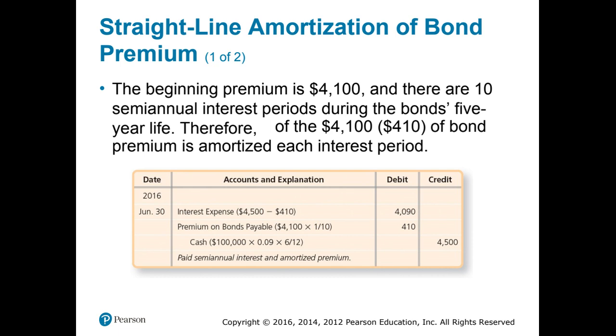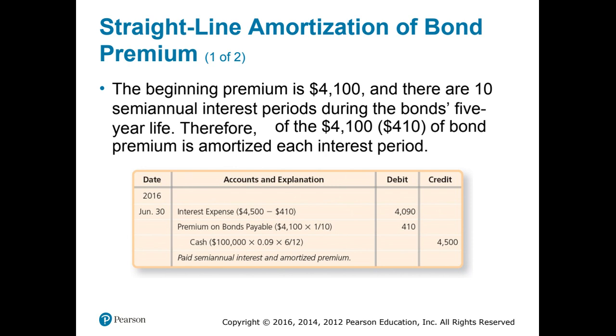For the premium on bonds payable, we are going to debit 410. And for the premium, we found that by taking the 4,100 times 1/10. They're semi-annual, but there's 10 semi-annual interest periods. And so we're looking at one period, so we're going to take 1/10. And then for cash, we're going to credit the full 4,500.